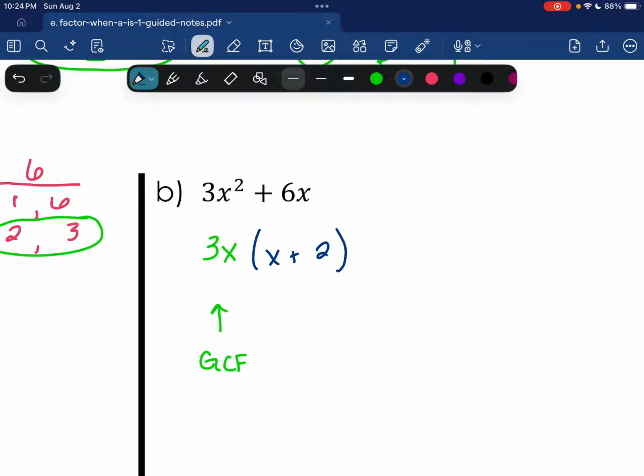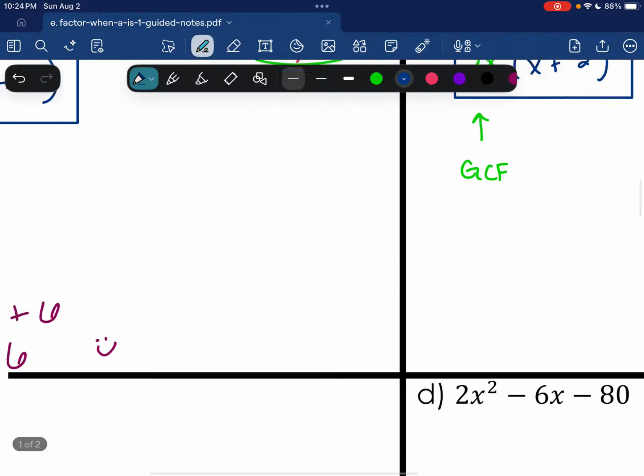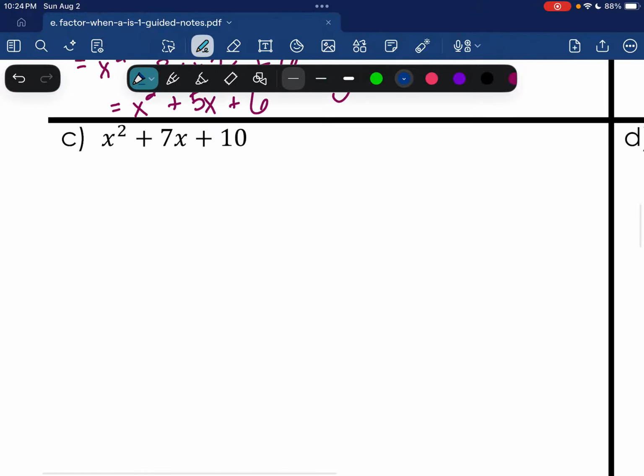All right, next one. All right, back to our regular scheduled programming here. So this is in standard form. There's no GCF and A is 1. So we are going to start thinking about 10 and factors of 10 that add to 7. So factors of 10 are 1 and 10, 2 and 5. 1 and 10 gets us 11, but 2 and 5 gets us 7. So I'm going to rewrite this as x plus 2 times x plus 7.